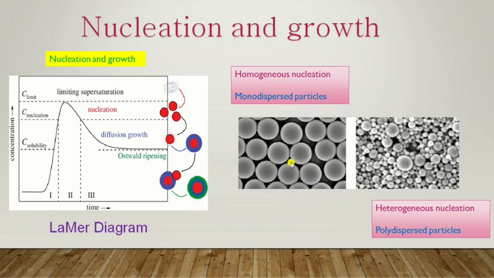These are the TEM images of the particles. These are monodispersed particles, that is, all particles are nucleated at the same time. That is a homogeneous nucleation example, and the size of the particles is the same. These are polydispersed particles, an example of heterogeneous nucleation, where the particles are not uniform in size.